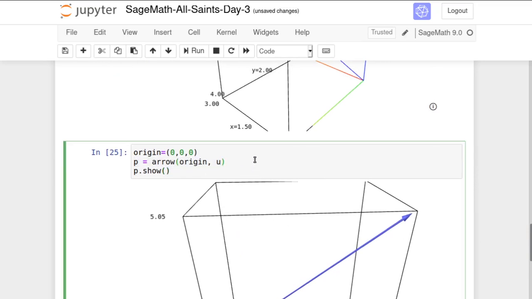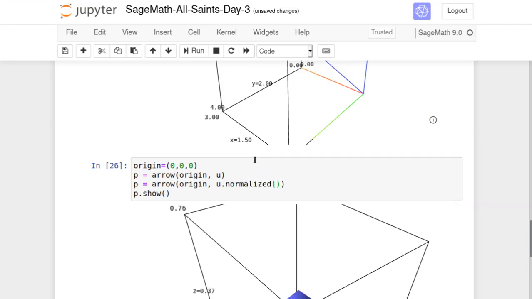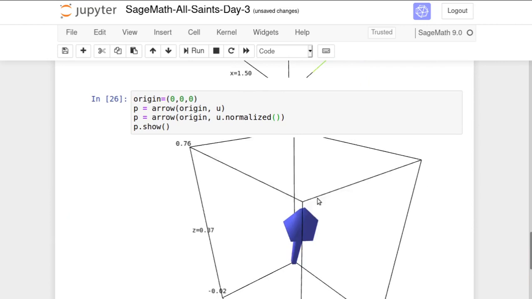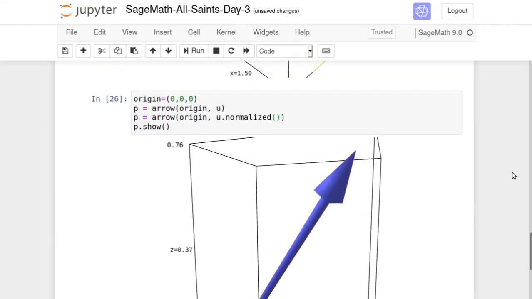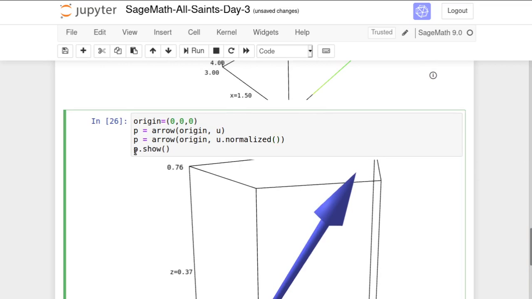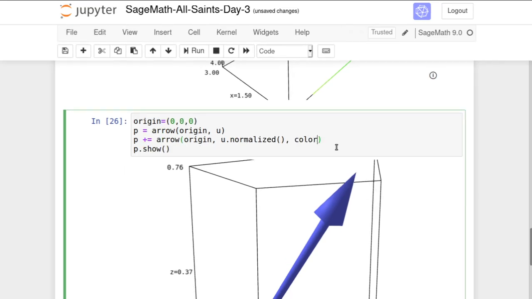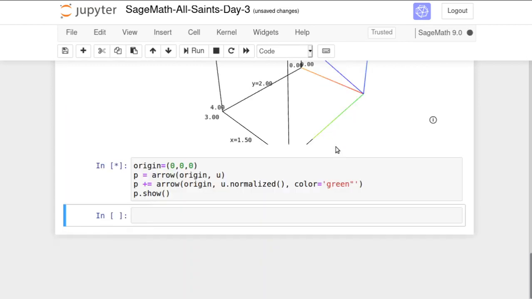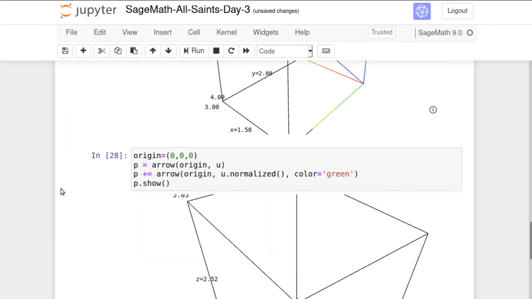Now, in the same way, we can draw the normalized one also, from origin to u dot normalized. If you do that, you will get two vectors, but unfortunately, to see both these vectors, we need to show p plus the other one, and we need to also give some different color for that. Otherwise, they will look the same. Color equal to, say, green, in quotes.